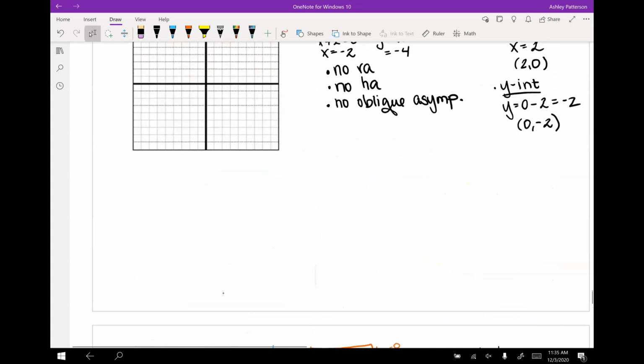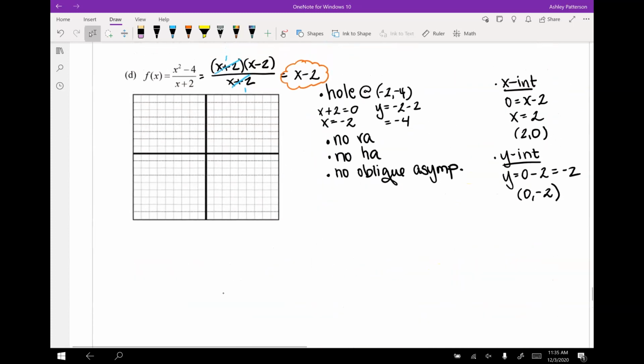Working backwards as promised for D. Now this one, we identified the hole. We saw that there was a common factor and the hole was at -2, -4. What was left of our simplified equation is a linear function. So we know that there weren't asymptotes. There was an x-intercept and there was a y-intercept. We found all of that.